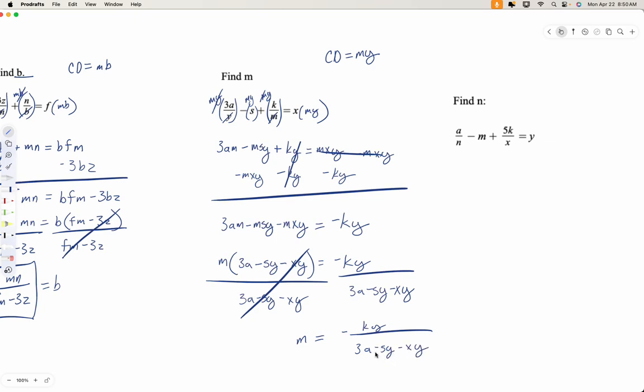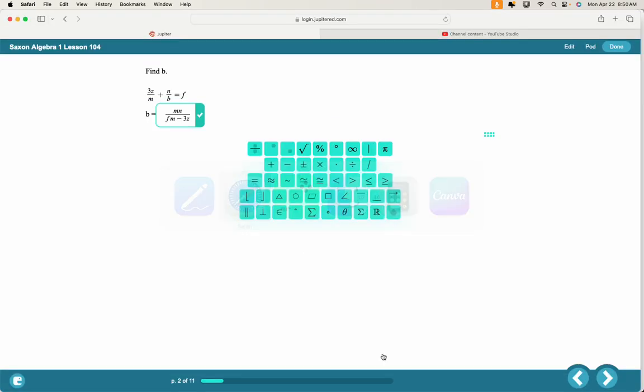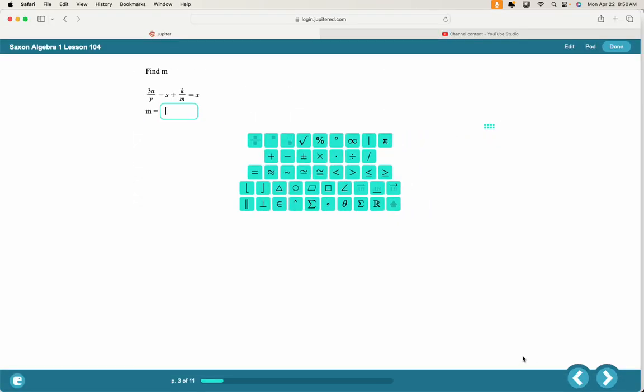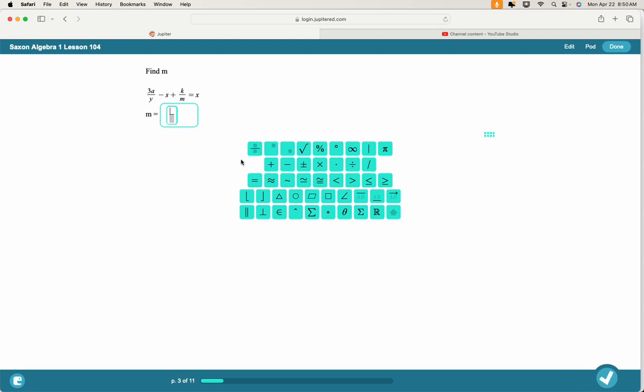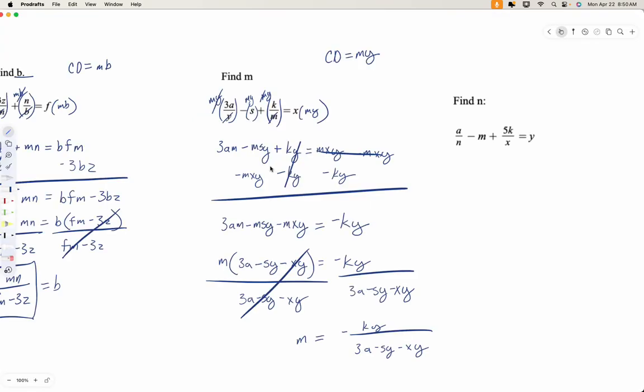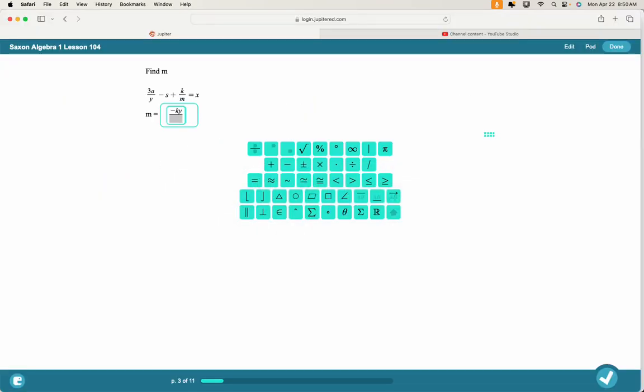All right, let's try that over here. So I have negative KY, is that what we said? Over 3a minus SY minus XY. All right. And that is not right for some reason. Let me figure out why. It's probably a format thing.